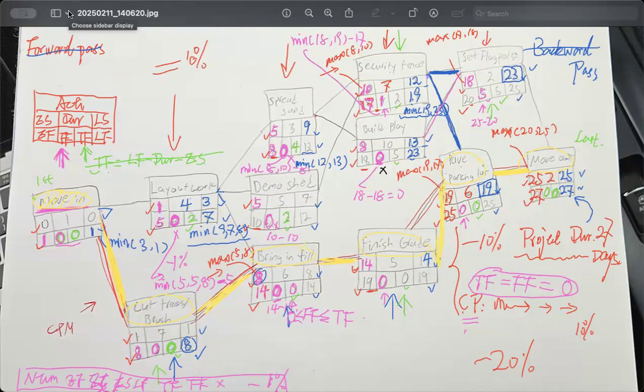Then you write down your critical path, starting from the move in. You need to write it down: move in, cutting, running, finish grade, and then paving, and then next is move out. Write those down. If you don't want to write out critical path, you can just write down CP. It's the same meaning. Are we good? Any question so far?